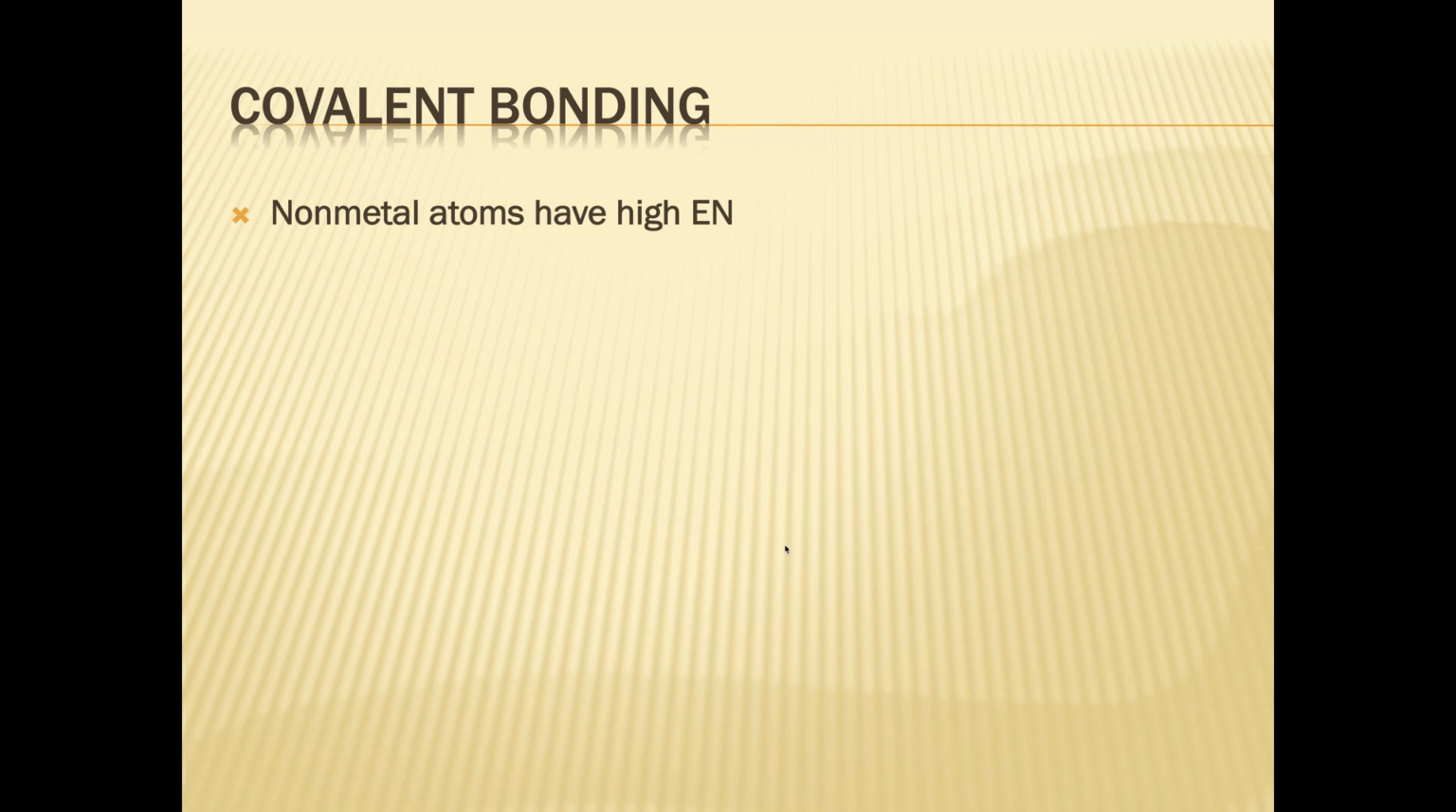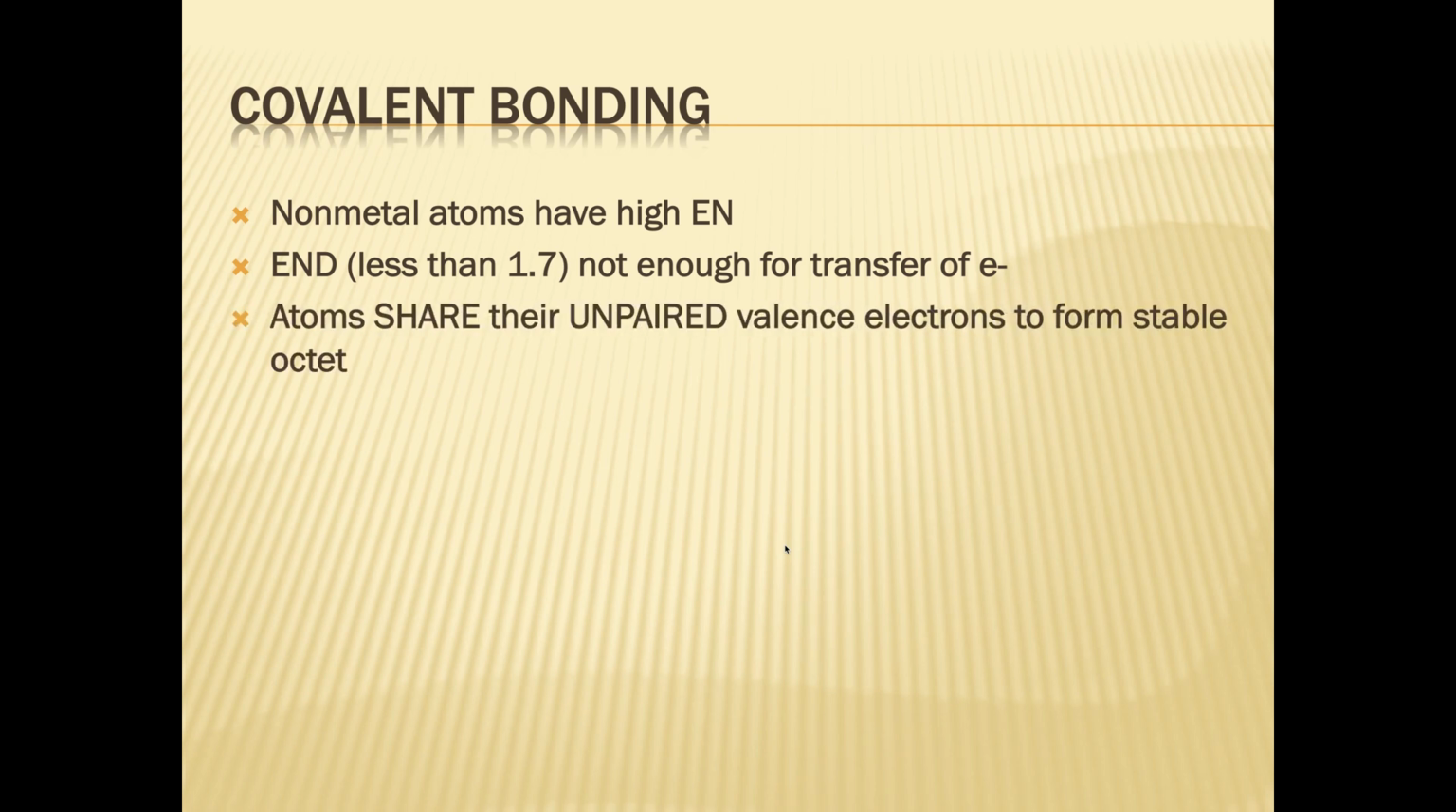All nonmetal atoms have relatively high electronegativity. Hydrogen has the lowest at 2.2. Fluorine has the highest at 4.0. If the electronegativity difference is less than 1.7, once again, the exception being HF, it's not enough for the transfer of electrons. The atoms will have to share their unpaired valence electrons in order for stable octets to form.